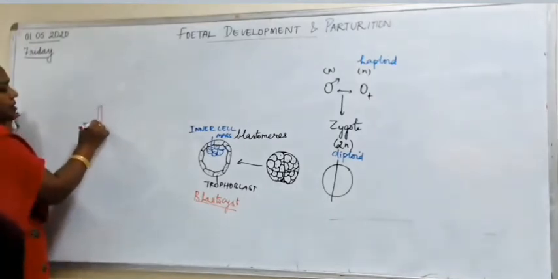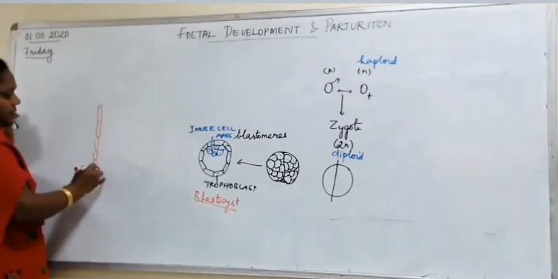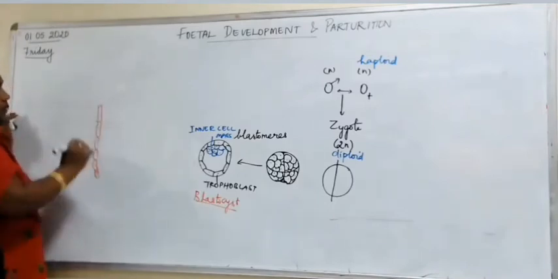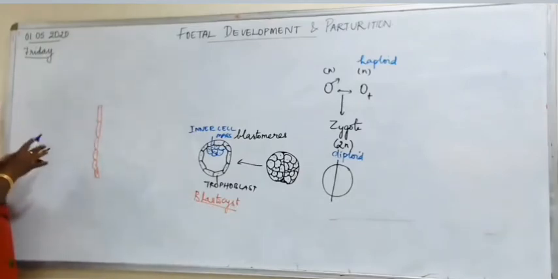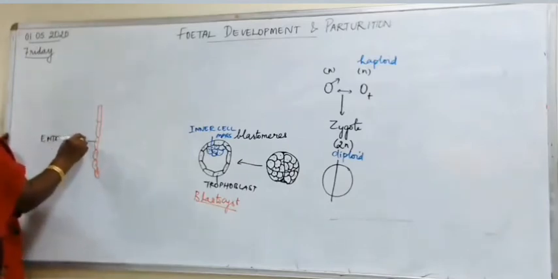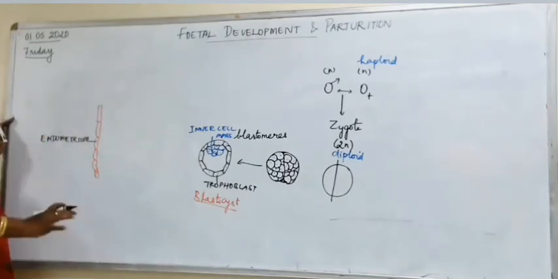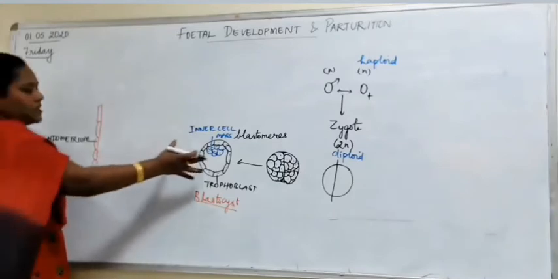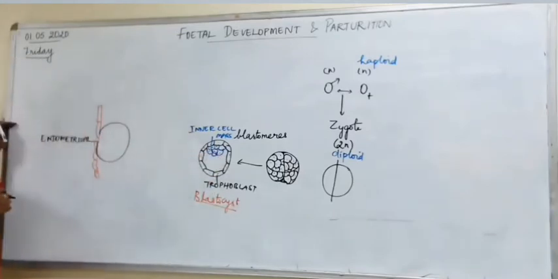If this is the uterine wall, you know the structure of the female reproductive system, the inner layer is nothing but the uterine wall. What is that uterine wall inner layer? Endometrium. You have the perimetrium and the myometrium. Middle is myometrium, highly vascular, and the inner one, all those things in detail we have gone through. Now this trophoblast gets embedded with the endometrium of the uterine wall.